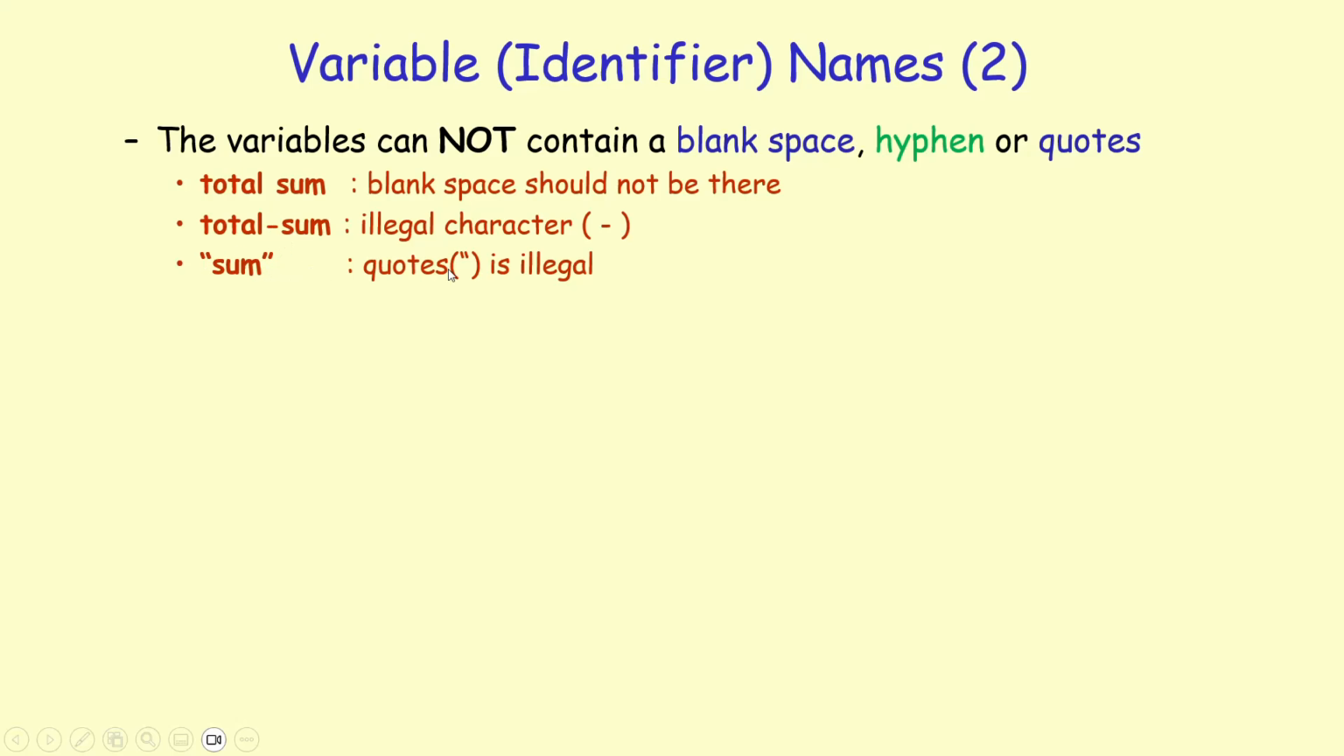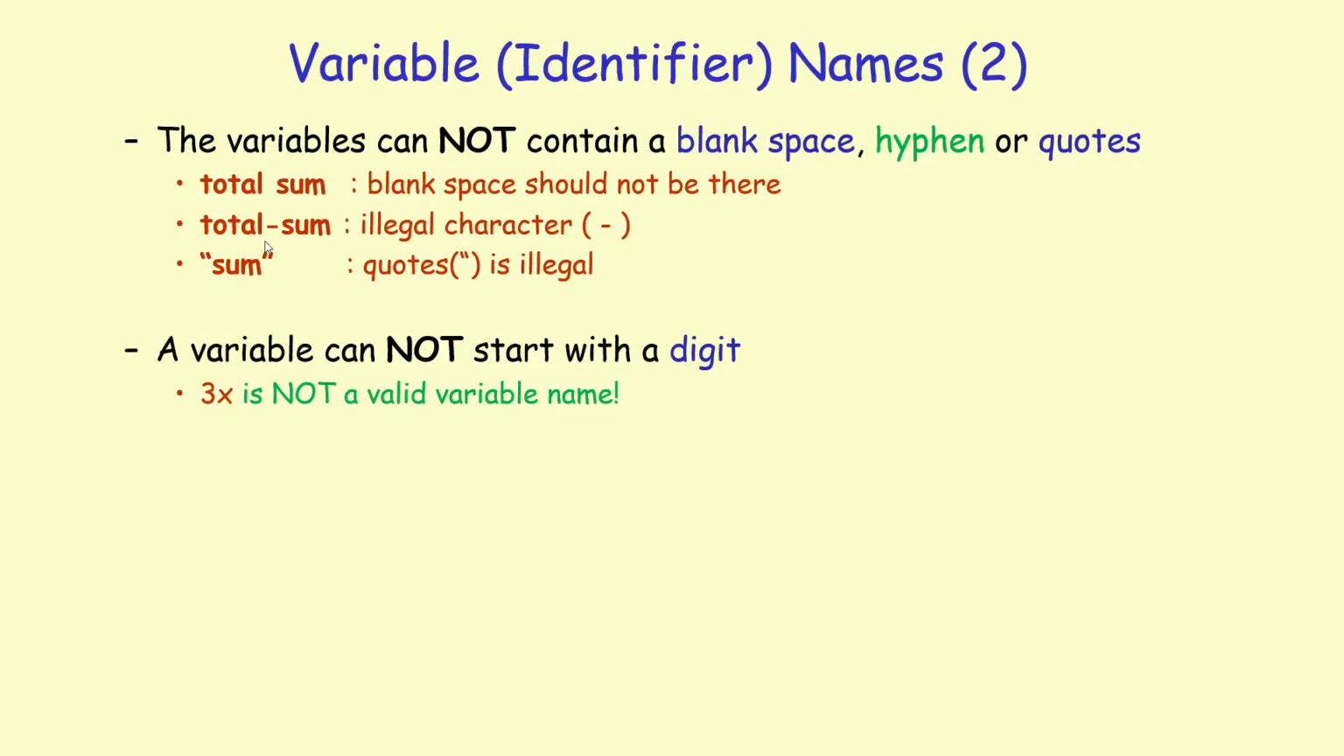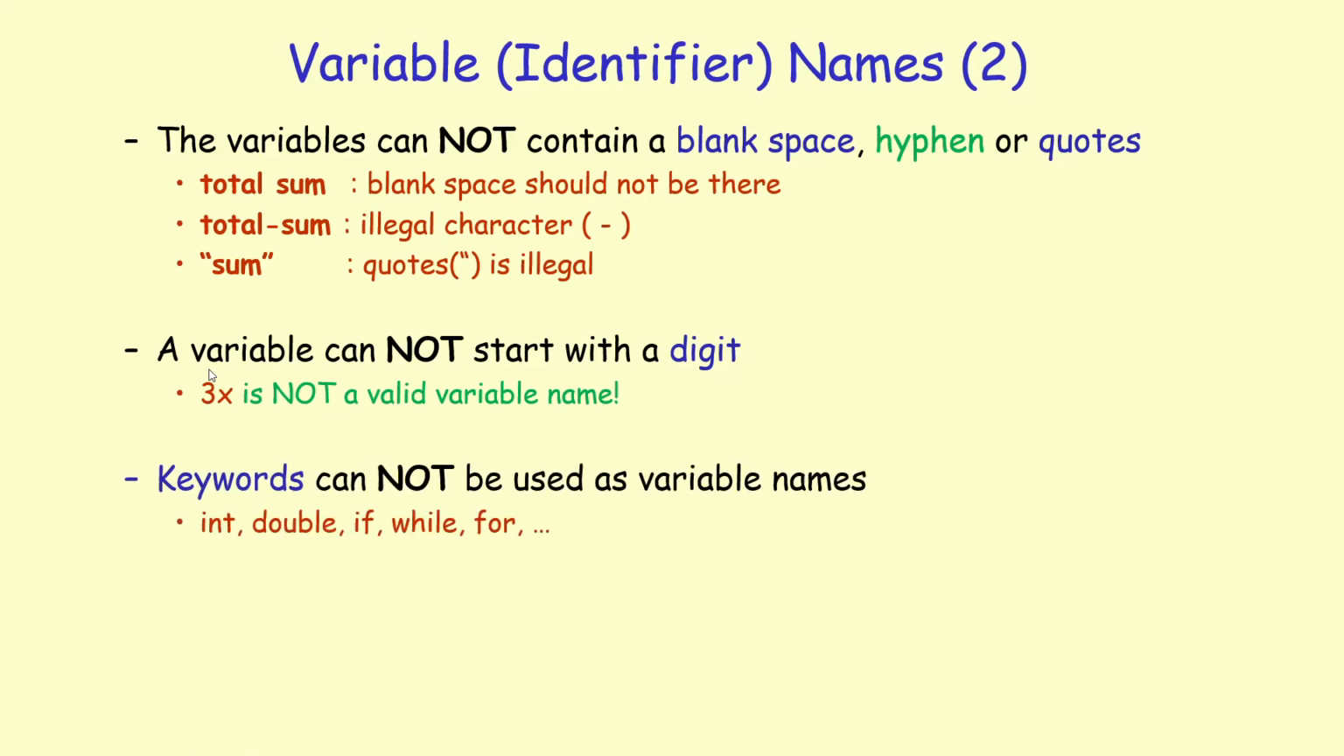A variable name cannot have double quotes in it. Remember, in C++, double quote is used to define a string literal. That's why you cannot put double quote inside a variable name. A variable name cannot start with a digit, so 3x is not a valid variable. Remember, the first character of a variable must be either a letter or underscore, so this is not a valid variable name. Finally, C++ keywords cannot be used as variable names.